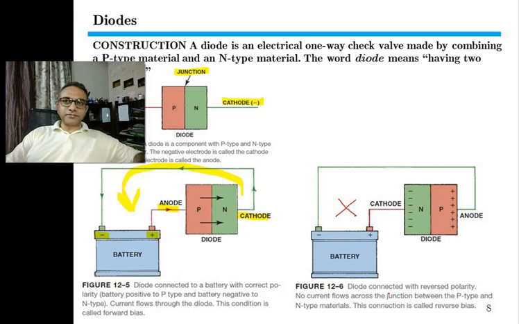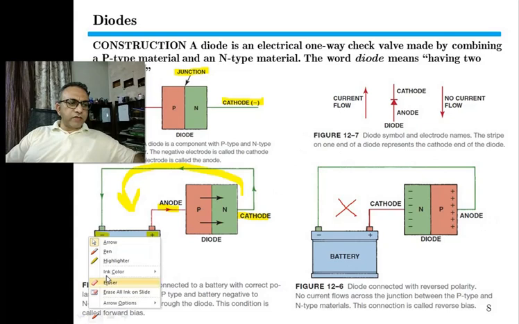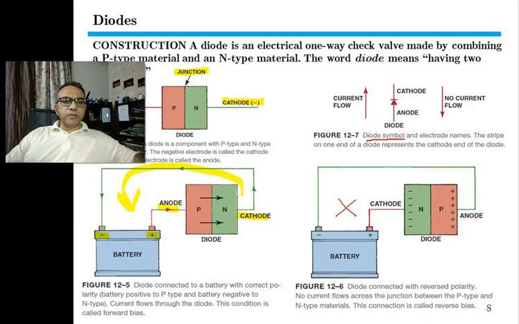Okay. And now figure number 12.7 shows the diode symbol and electrode names. Here is the diode symbol, the anode terminal and the cathode terminal. The anode terminal is always represented by the arrow, whereas this straight line always represents the cathode terminal.